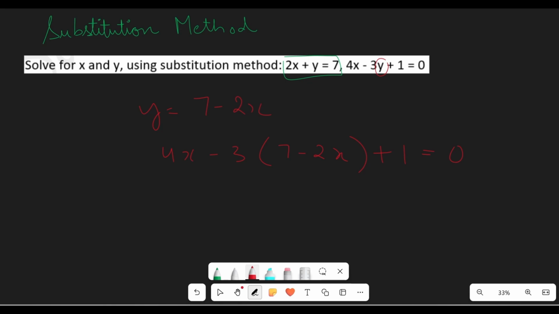I am not solving it till the end. This is just a quick revision. Here after solving you will get x equal to 2 and y is equal to 3. If you are getting this answer, please write in the comment box.